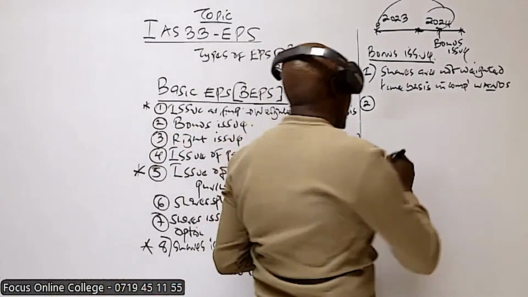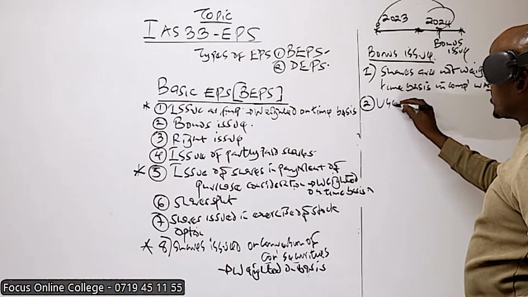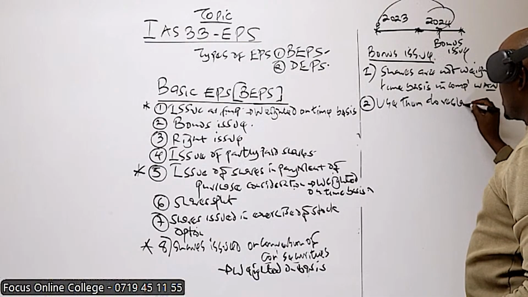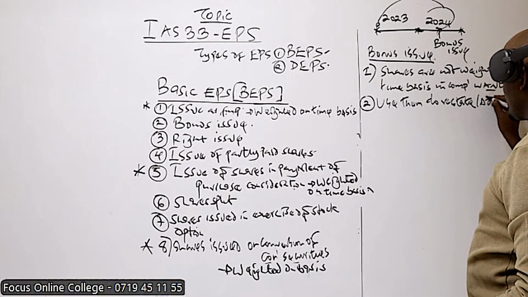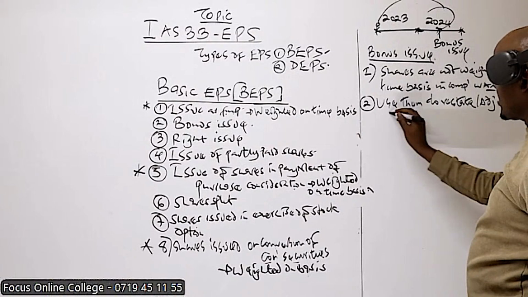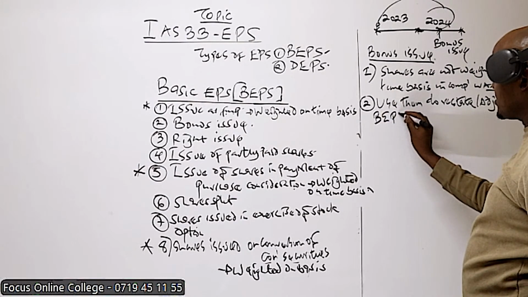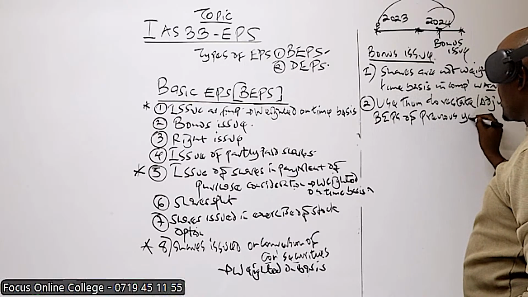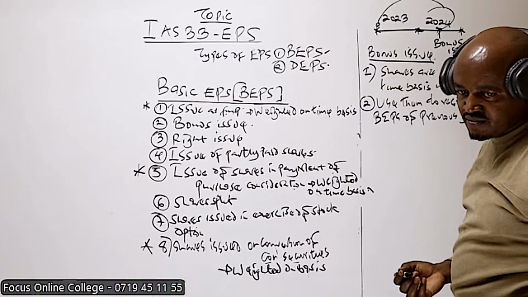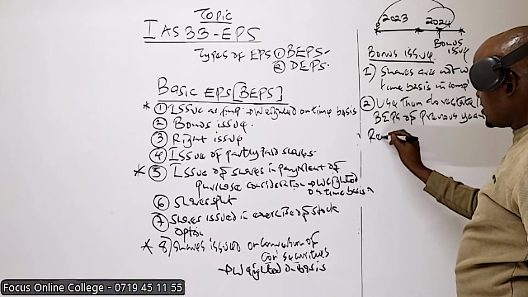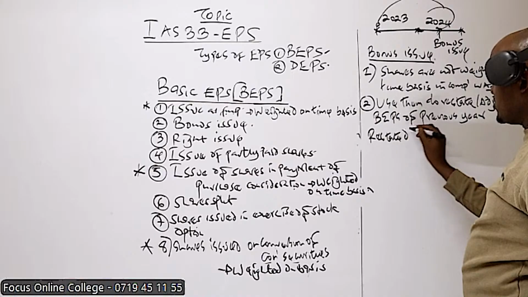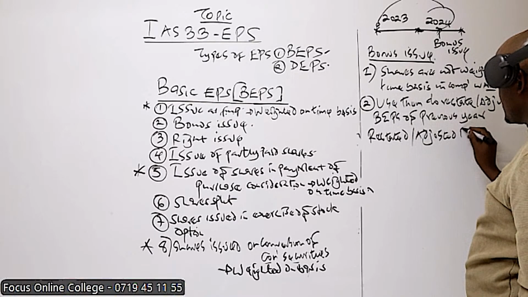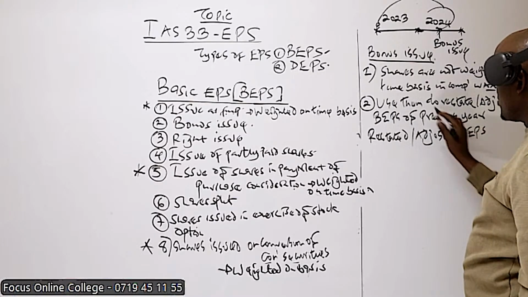So therefore, number two, we say that use those shares, use them to do what? To restate. To restate is basically to adjust EPS, and that is basic EPS of the previous period, or basically the previous year. How do we compute this restated? It can be known as the restated or adjusted basic earnings per share.